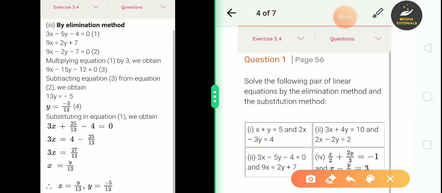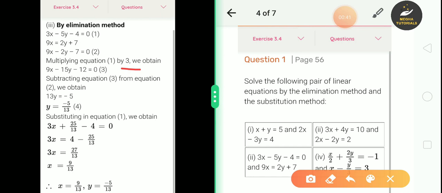Okay. Question 3. Equations are 3x minus 5y minus 4 is equal to 0 and 9x is equal to 2y plus 7. So first equation 3x minus 5y minus 4 is equal to 0, and from the second equation we can get 9x minus 2y minus 7 is equal to 0. Now in equation 1 and 2 we have decided to eliminate variable x. In equation 1 it is 3x and in equation 2 it is 9x. So we'll multiply equation 1 by 3. So we'll get 9x minus 15y minus 12 is equal to 0.